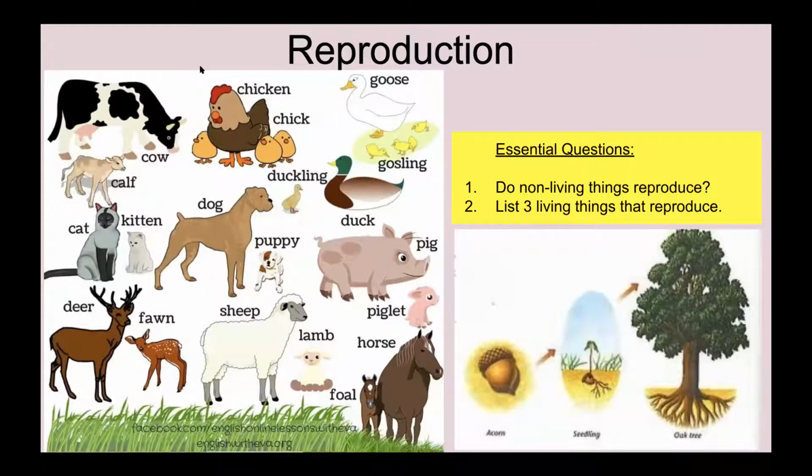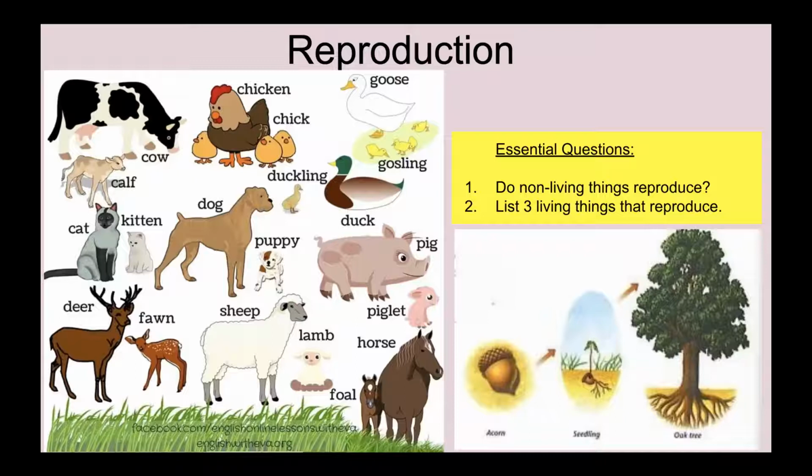So reproduction is super simple. All that word means is that living things have the ability to produce babies or offspring. So take a look at these pictures here. We have the adult animal. We have the mom cow and a baby calf. We have the mom dog and the baby puppy. We have the pig and the baby piglet. We have the deer and the baby fawn. So again, reproduction just means the ability to have babies or offspring.